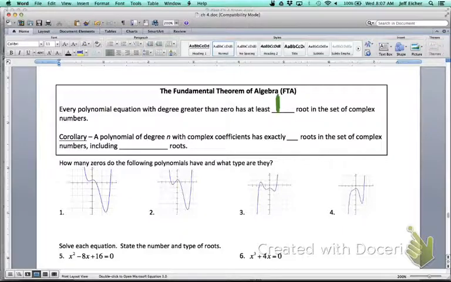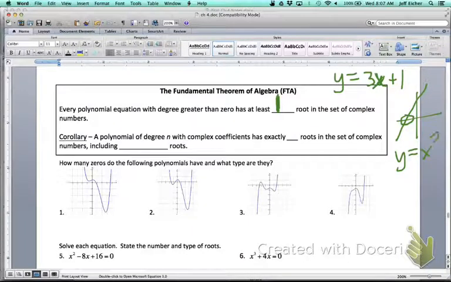So for a polynomial equation as simple as y equals 3x plus 1, that would have at least one root, and if you graph that you'd get a line, and there's the one root. If you have something of degree 2, like y equals x squared, that would be a parabola like this, and it has at least one root, and it actually has two roots.